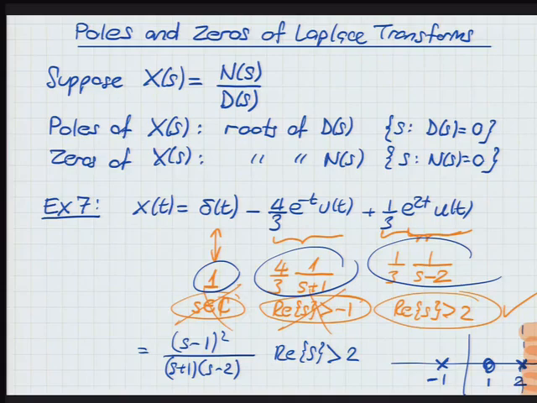Okay, so much for ROC and poles and zeros. Now I'm going to tell you about the going back. So when we did Fourier transforms, we also did the inverse Fourier transform that allowed us to start with the Fourier transform and go back to the time domain, right? So how do we do that for Laplace transforms? The inverse Laplace transform.